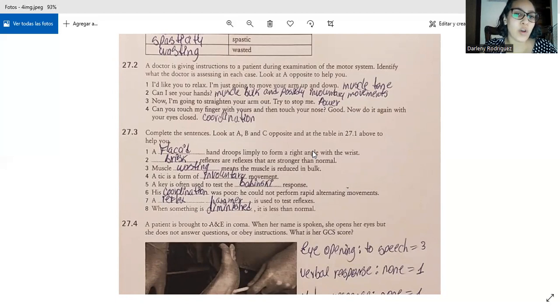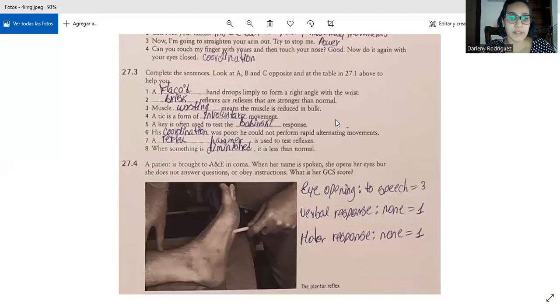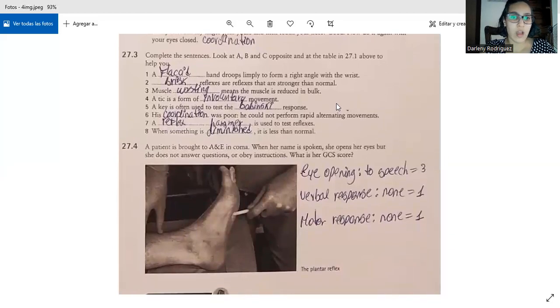Now, I'm going to straighten your arm out. Try to stop me. Power. Can you touch my finger with yours and then touch your nose? Good. Now, do it again with your eyes closed. Coordination. Exercise 3. Complete the sentence.